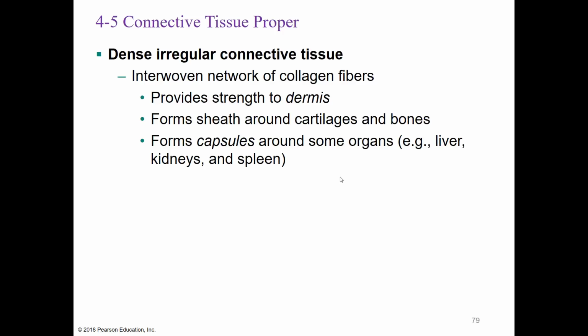So next we have dense, irregular connective tissue, and this is going to have collagen fibers running in every which direction, so not organized. Instead, it's interwoven and forms a network. This kind of tissue, dense irregular, is much tougher than dense regular because of the interweaving pattern of collagen. It provides strength to the dermis, which is part of your skin.